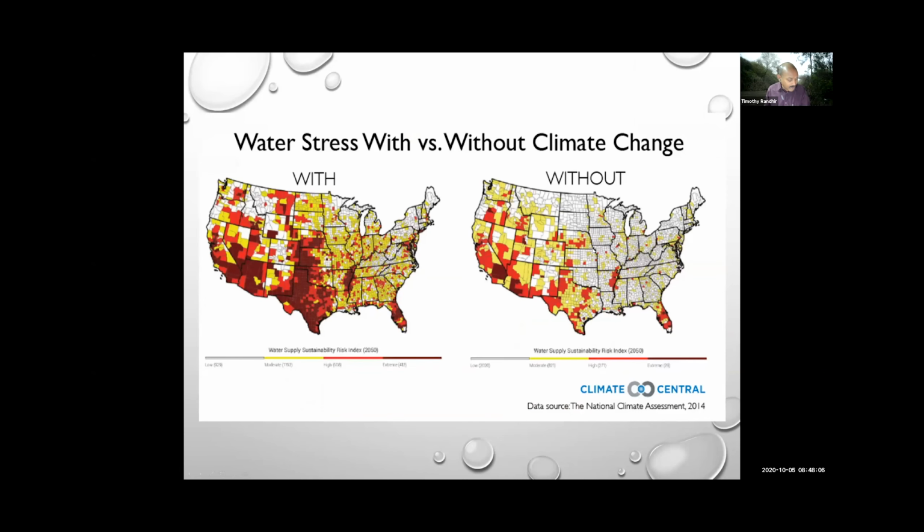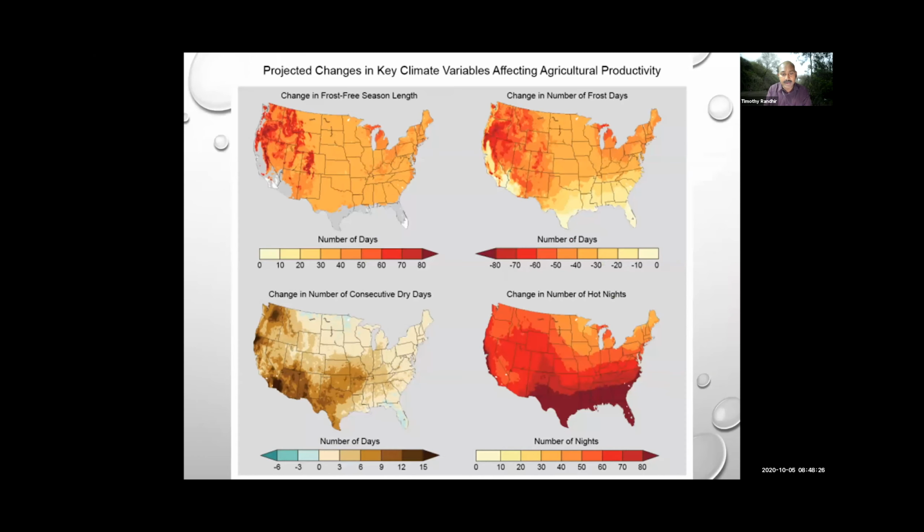I'm going to quickly go through some of the material because I'm running out of time. So water stress is a very important one. This is an example in the US. And climate change exacerbates the stress. This is the same situation in many countries.